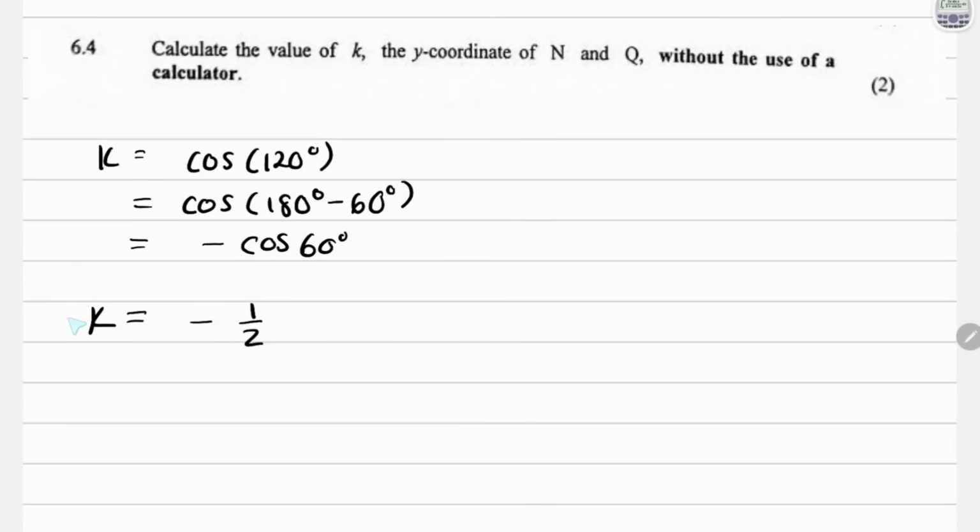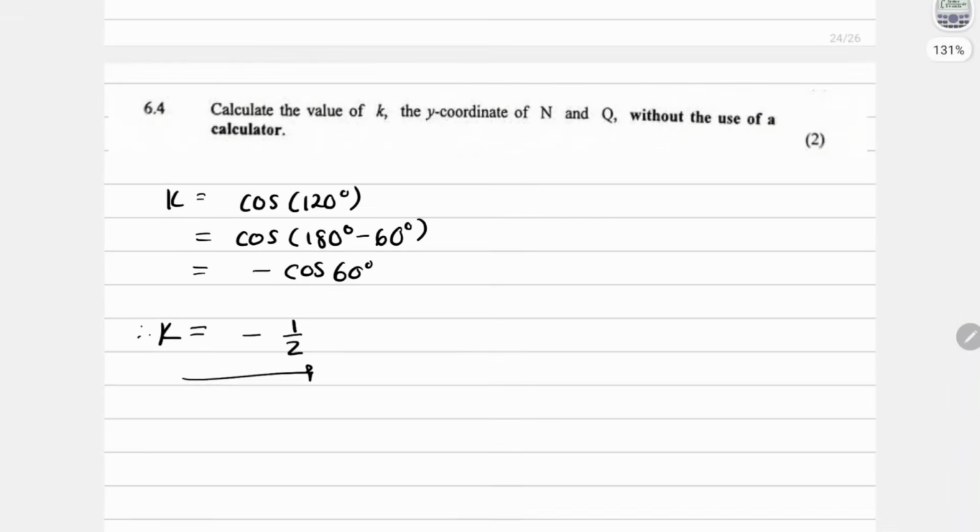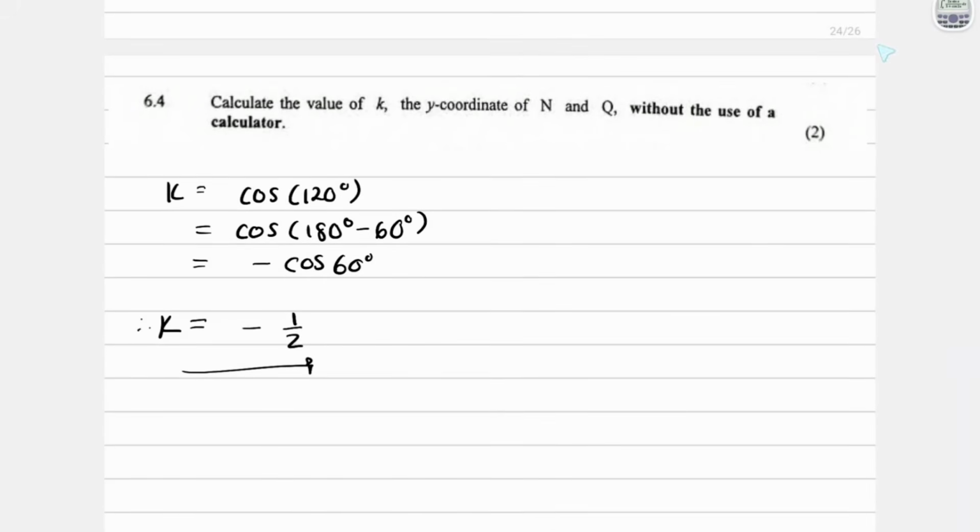So that's the value of k. K is equal to negative a half. You could have used the calculator for this one. It's not a problem. It wouldn't really affect it. But the OHA rule is good to know as a backup, okay? Okay, that is 6.4. K is equal to negative a half. Moving on to the next question.